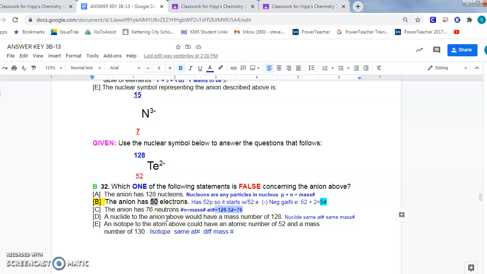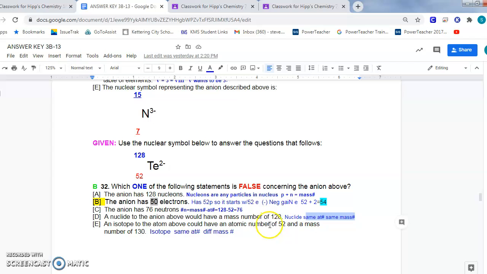That's true. A nuclide of the atom above could have a mass number of 128. Remember, nuclides are identical twins. So if this one has 128 particles in the nucleus, the nuclide must have 128. Same atomic number and same mass number on nuclides.